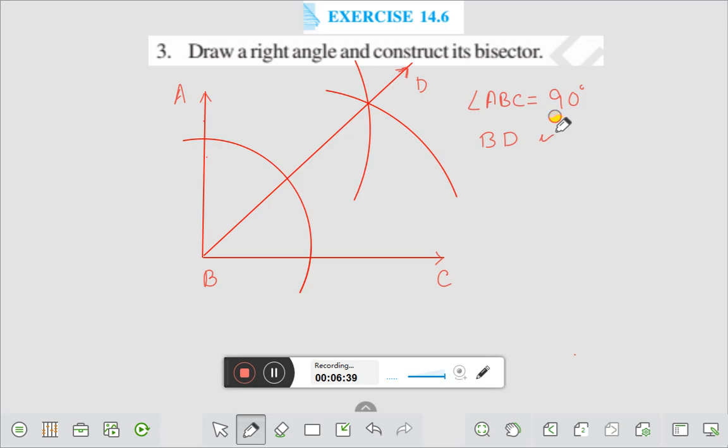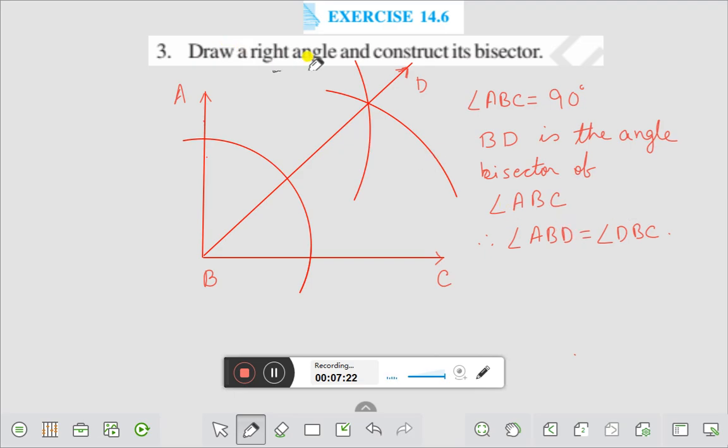And here you see that since BD is the angle bisector of angle ABC, therefore you can say that angle ABD is equal to angle DBC. In this way you can construct this angle.